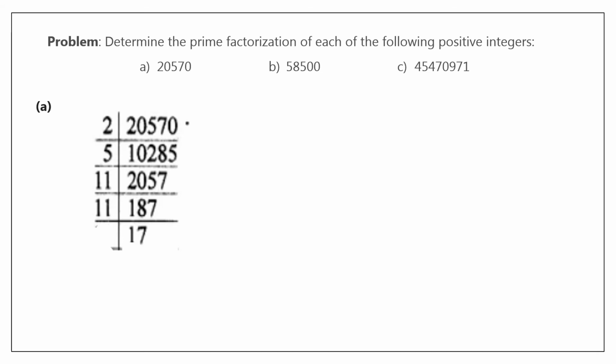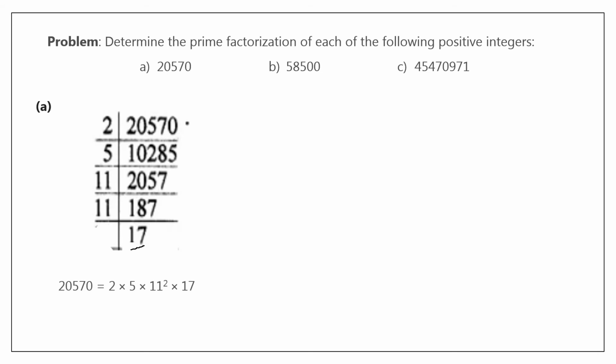Then next prime is 11. 11 times 187 is 2057. 11 times 17 is 187. Here all are prime numbers. If 17 is a prime number, we can stop the process here. Whenever we get a prime number here, we can stop the process.